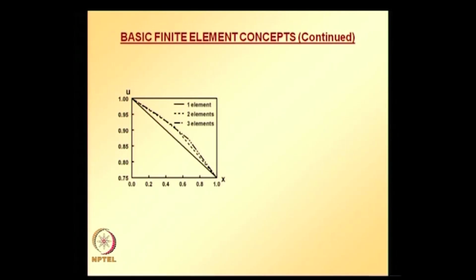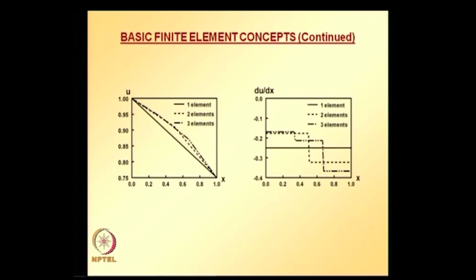And you can also plot a comparative plot of each of these discretizations for the first derivative of u, and that looks like this. And as you can see from these two figures, the solution is fairly converging from 2 elements to 3 elements, whereas the derivative of this approximate solution is still not converging when we go from 2 elements to 3 elements. Okay.